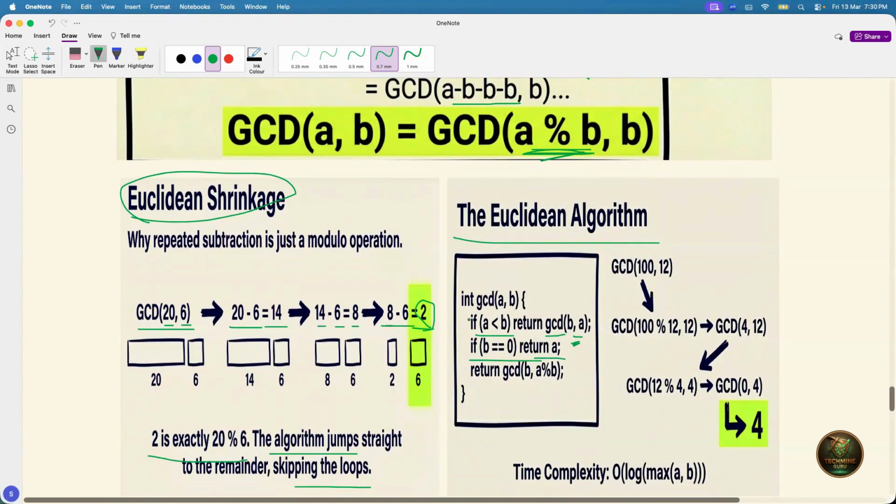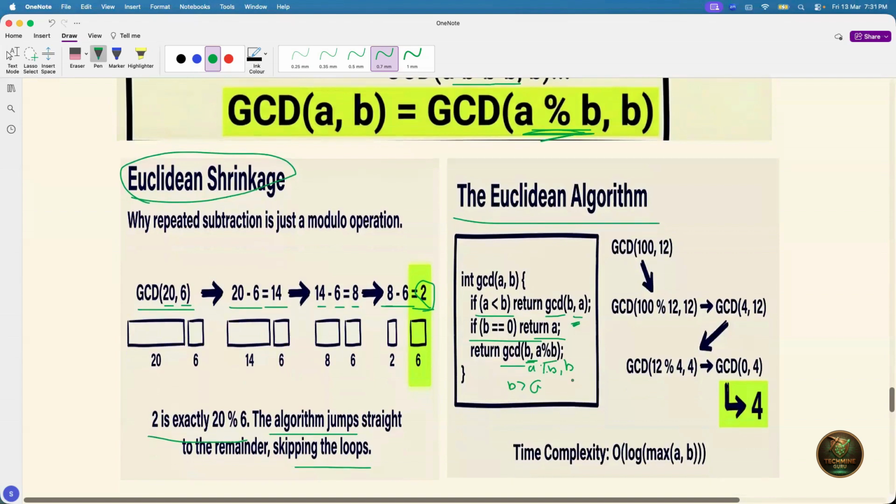Similarly, if this condition is not true, then we will simply do GCD of B comma A mod B, or it can be expressed as GCD of A mod B comma B. But if these two conditions are false, that means B is greater than A. In that case, the first number will be B and the second number will be A modulus B.